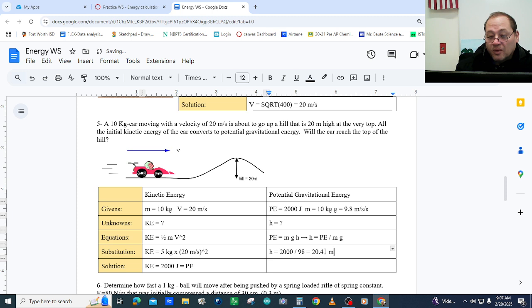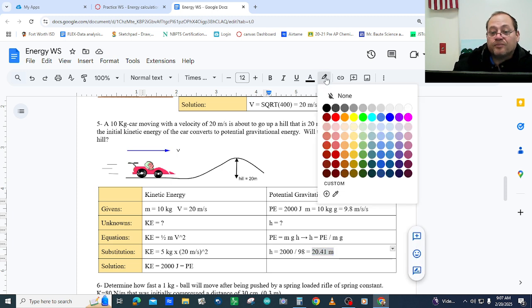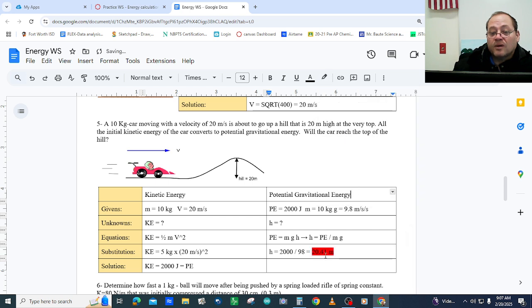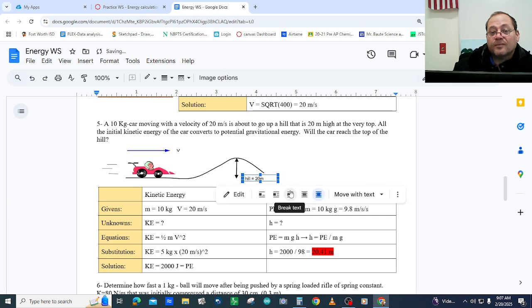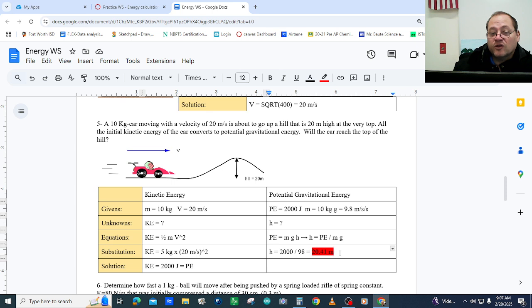20.41 meters. And I want you to look at that number and tell me if it is sufficient to go up the hill. The hill is 20 meters high. The car has enough energy to go 20.41 meters. Will the car reach the top of the hill? Yes or no? Write down your answer over here. Just compare the numbers and get a conclusion about it.